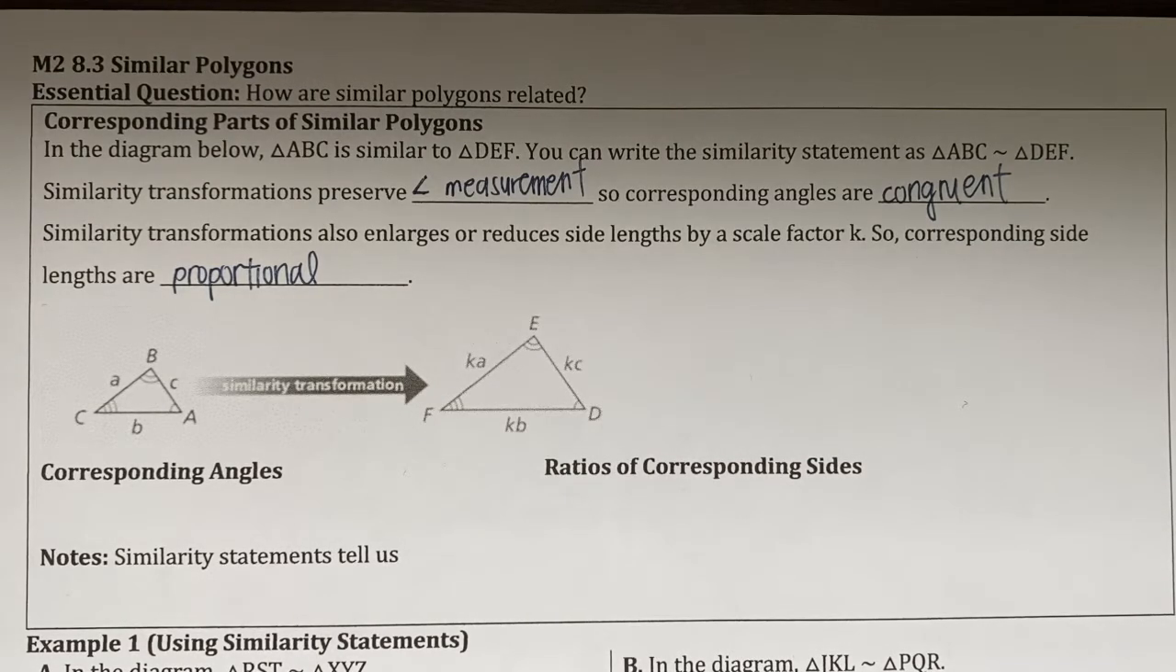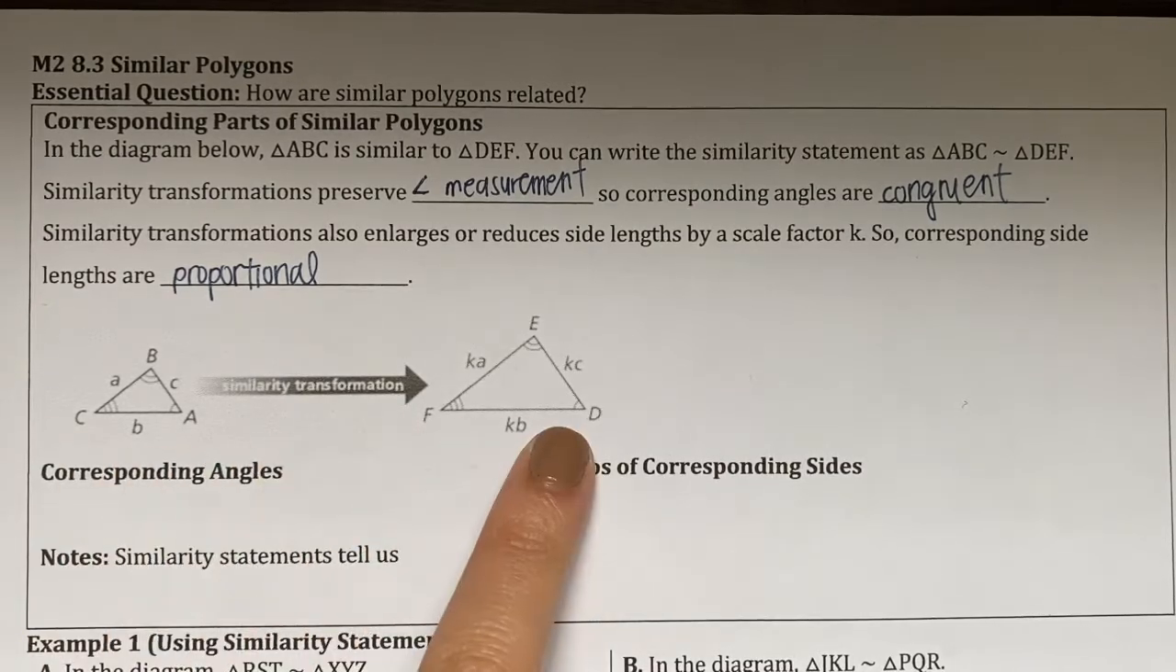Earlier in the chapter, we talked about how similarity transformations preserve angle measurement, so corresponding angles are going to be congruent. Additionally, they also enlarge or reduce side lengths by a scale factor of k, like our dilations, so corresponding side lengths are proportional.